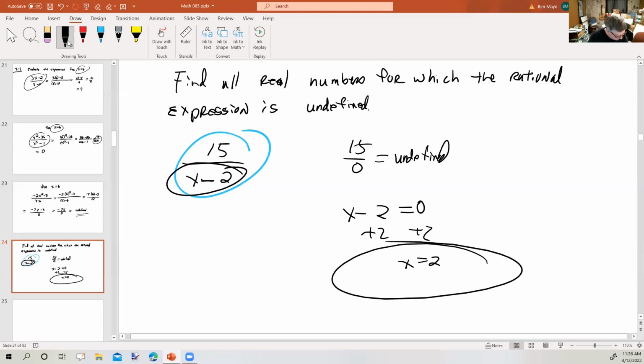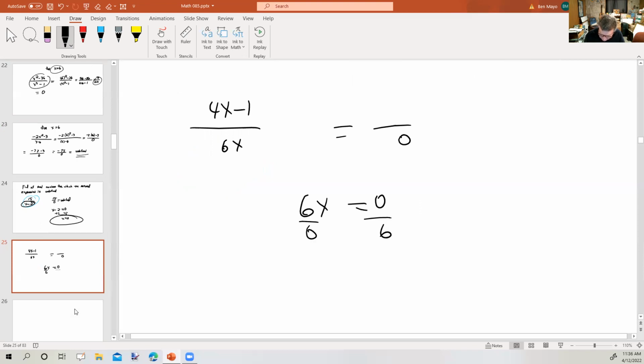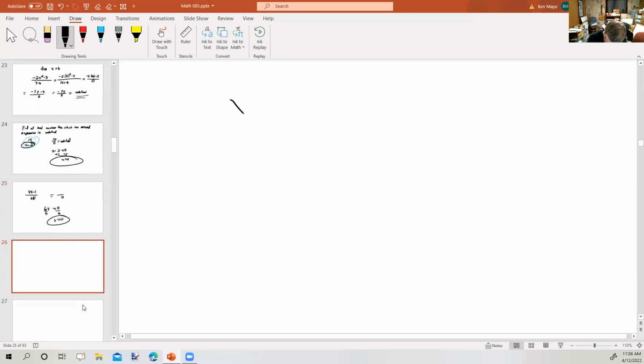Yes, I am. Okay. How about this one? Same directions. Find all real numbers for which the rational expression is undefined. So when is it going to be that? Well, when that equals 0. And when is that? When x equals 0. Because if x is 0, 6 times 0 is 0. The denominator is 0. So the answer for that would be when x is 0. Okay? Okay. How about this one?